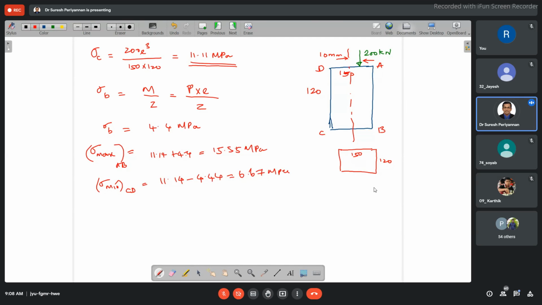Okay, now we would like to draw the stress distribution diagram. With respect to this cross section, we can draw it now. This is the axis. This side is 6.67 megapascal. This side is 15.5 megapascal.